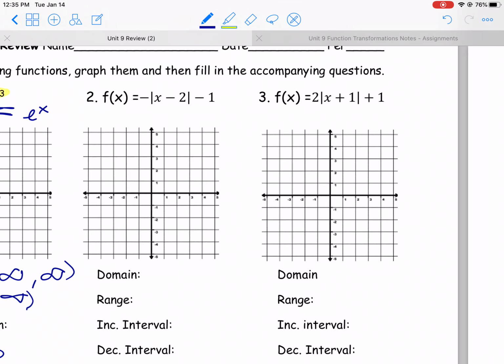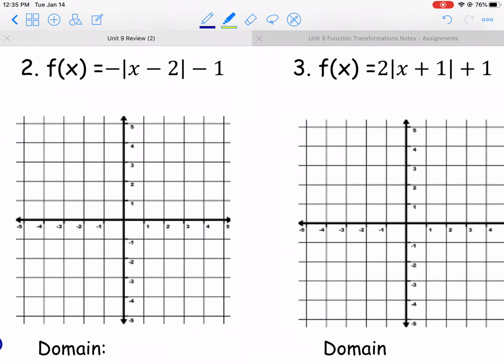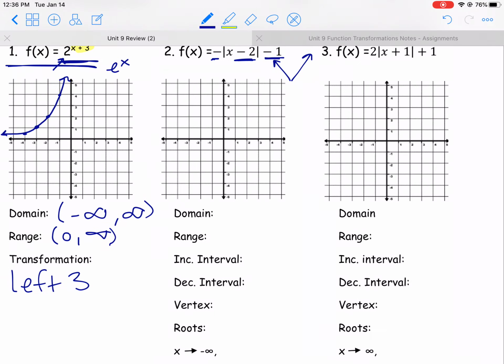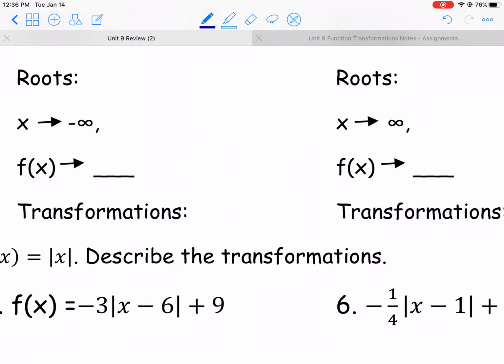Okay, looking at number 2. This is an absolute value function. You can tell because of these two lines right here. And you might remember or see from that picture that the absolute value function has this V shape, like this. Now this one is telling us to shift to the right 2, down 1, and reflect. Okay, so I'm going to go ahead and put that down here where it's asking for transformations. So it's saying reflect over the x-axis.